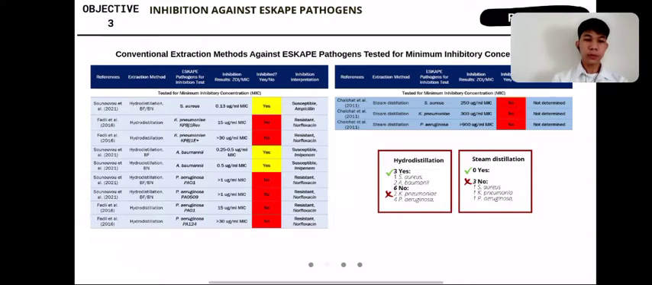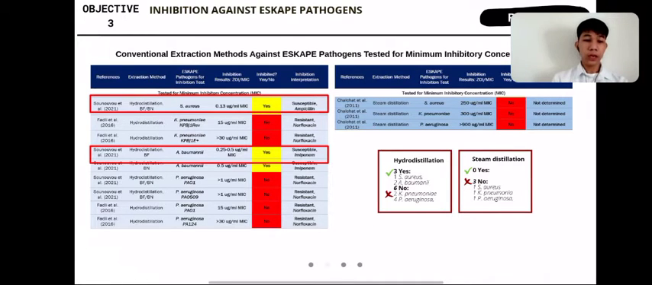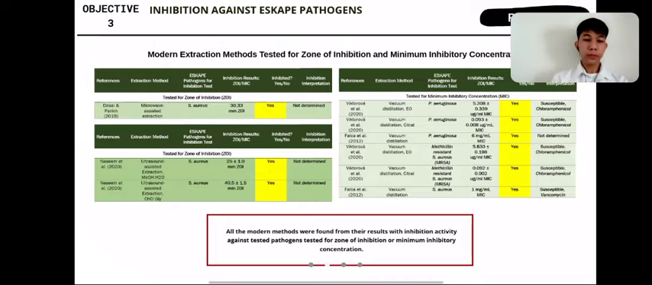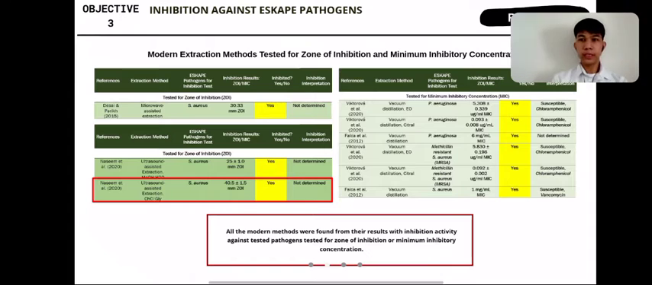In terms of the minimum inhibitory concentration, S. aureus was highly inhibited by hydrodistillation. P. aeruginosa and K. pneumoniae, however, did not show inhibition. A. baumannii, which was tested using hydrodistillation, showed inhibition. For modern methods, all were found to have inhibition against S. aureus and P. aeruginosa, both in zone of inhibition and minimum inhibitory concentration. In the zone of inhibition, S. aureus was highly inhibited by ultrasound-assisted extraction. In terms of MIC, S. aureus and P. aeruginosa were highly inhibited using vacuum distillation.